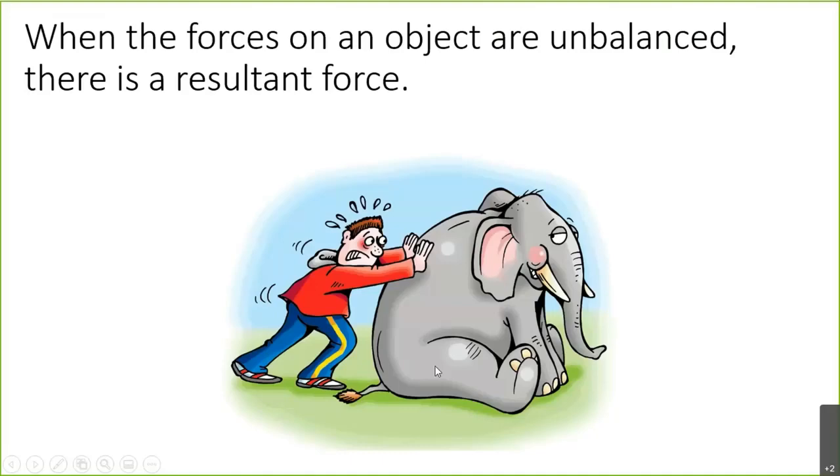All right, so we talked about unbalanced forces last class, and we noted that when forces on an object are unbalanced, we have a resultant force left over. And a resultant force on an object means that it will do what? What happens when we have mismatched forces on an object? Right, we get motion. Good.